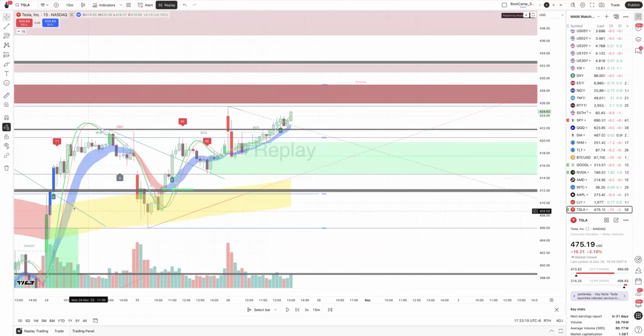So we need to have the long term trend be bullish. That means your 200 cloud is going to be yellow. The short term trend needs to be bullish. That means your 12 cloud, this faster moving cloud, is going to be blue.